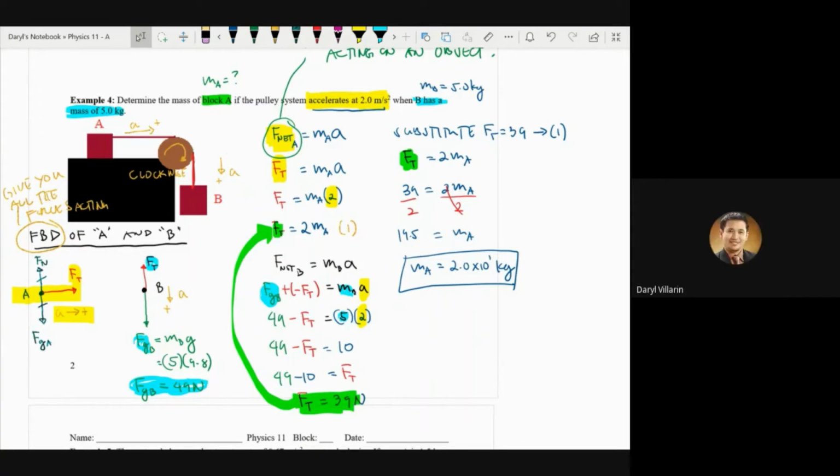So therefore FgB should be bigger compared to your Ft, because if they're equal, that means it's still moving, but it will be moving at a constant velocity. Okay, I understand. So therefore the magnitude of your Ft there should be less than that.